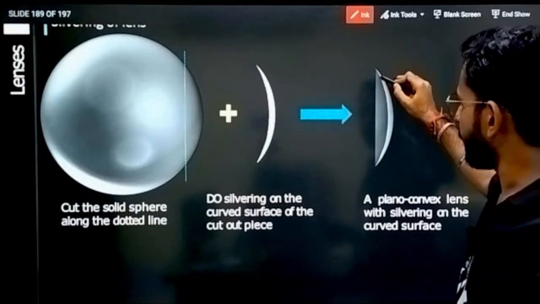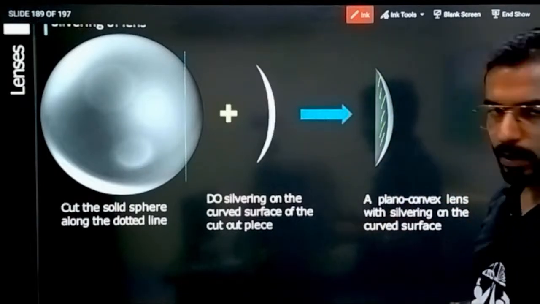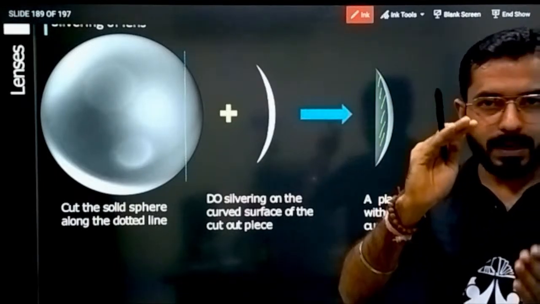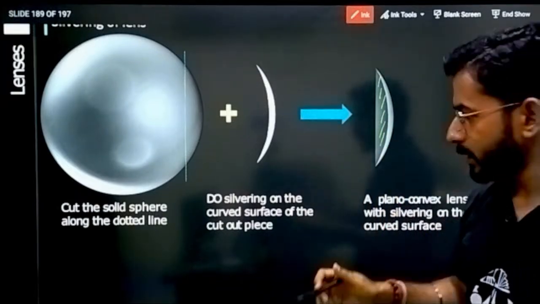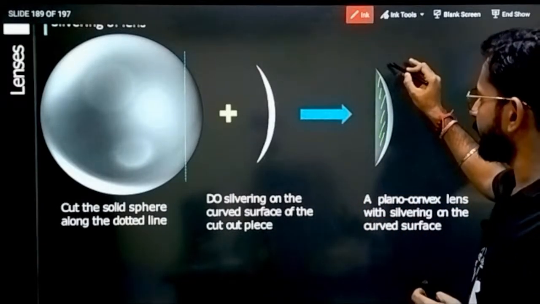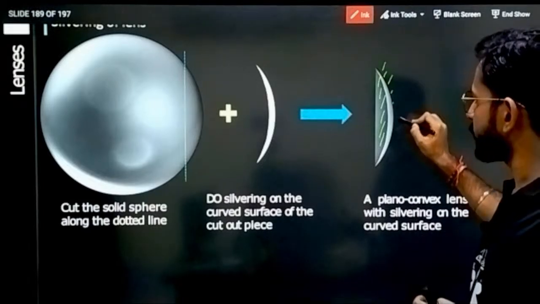It looks like a plano-convex lens. But what is happening? The outer surface is silvered. Silvered means nothing but polishing. You have polished the outer surface. That means, can I say this is the silvered surface?